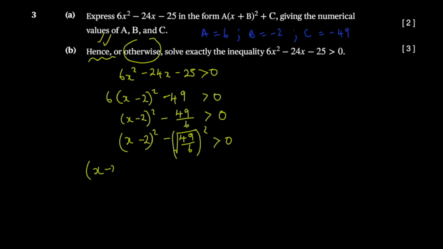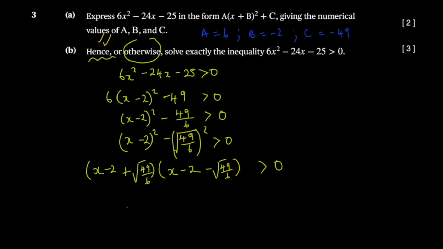You can factorize it by putting the square root of the first square. The square root of the first square is simply x minus 2. I'm going to put it there, and then I'm going to say greater than 0. In the next part, you're going to add the square root of the second square, so the square root of 49 over 6 here. And then in the next part, you're going to subtract, so you get negative square root of 49 over 6, like this.